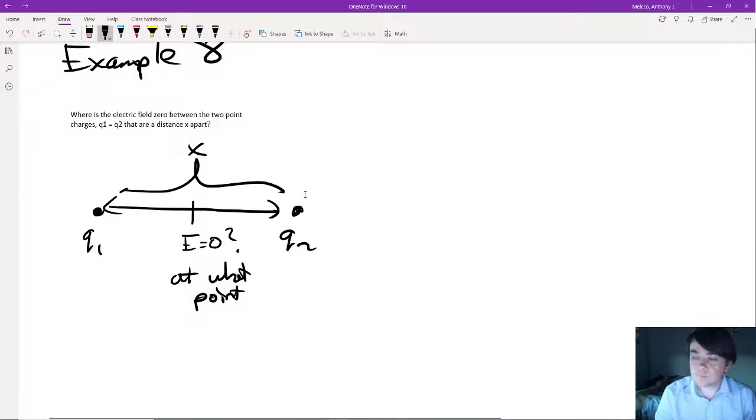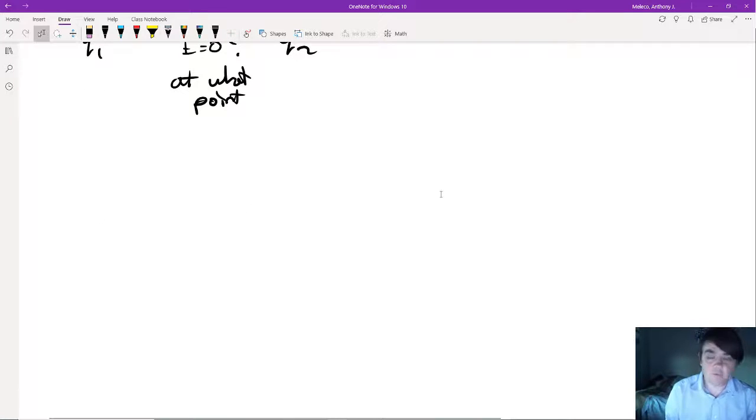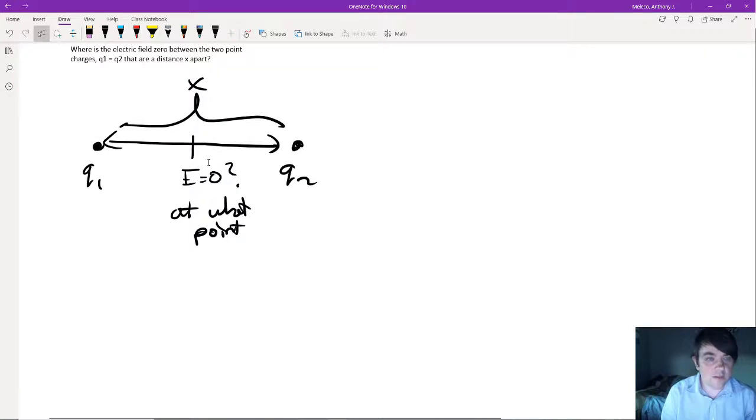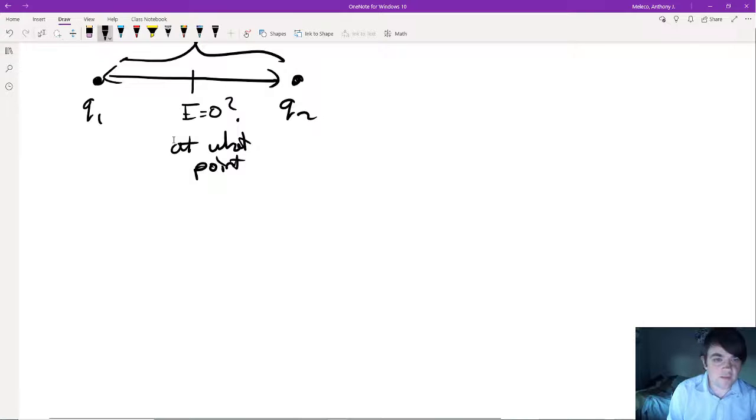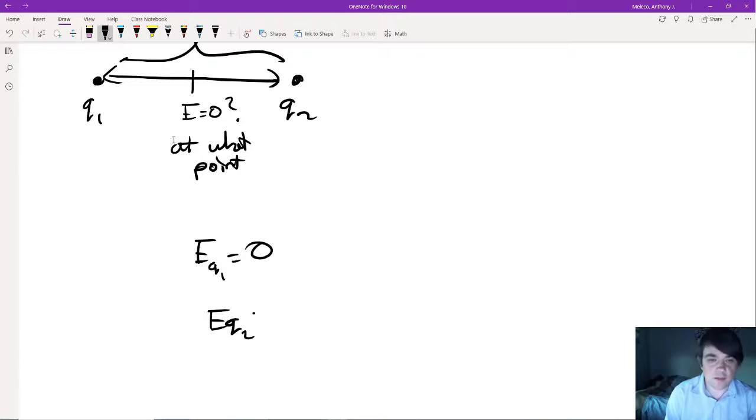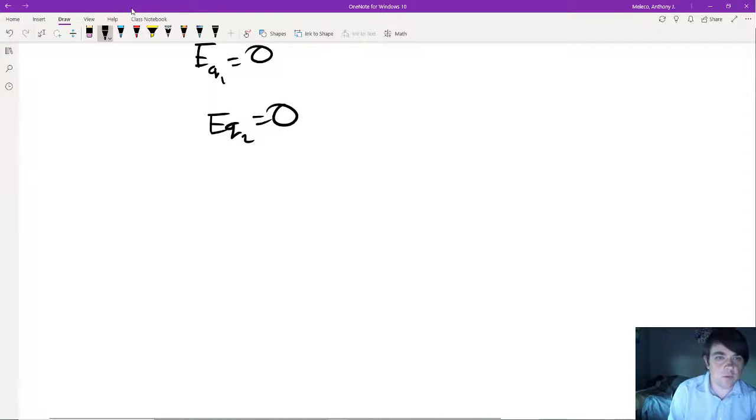So let's go ahead and look at this. If we know that at some point between these two, we're told that it's 0, right? And so if it's 0 at any point, that means that E at some point due to charge 1 will be equal to 0. And we know that EQ2 at some point will be equal to 0 because we're told that, right? We're finding the point at which that's the case. So if they're equal to 0, they can be equal to each other. Okay? Because they both equal 0.